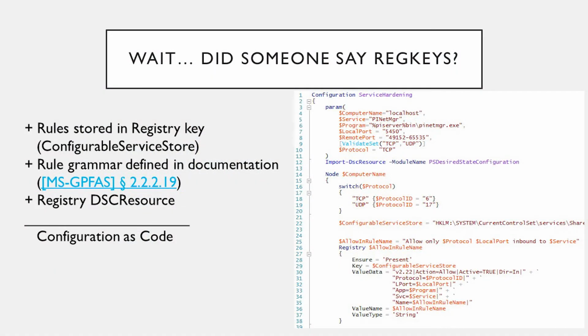And wait, did someone say registry key? So we can actually use Desired State Configuration to help us repeatably set the service restriction. So here's the example, and basically it just works as the VBScript or the PowerShell script that we just mentioned. It is basically the same thing.